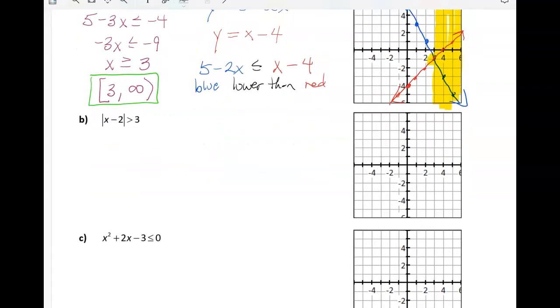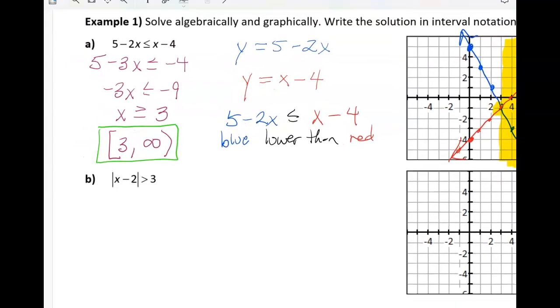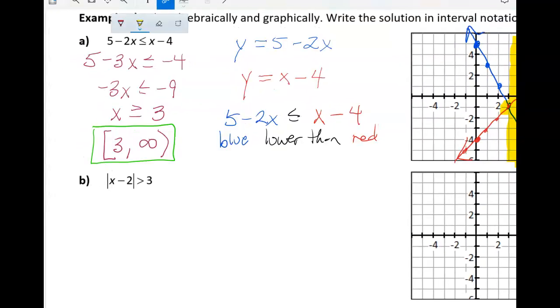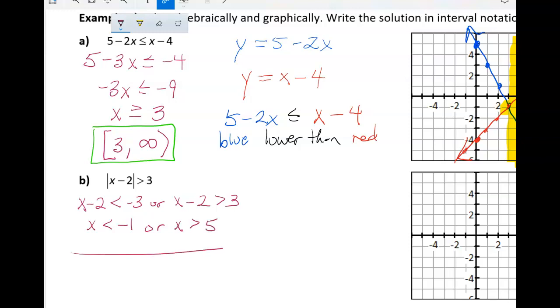So let's remember something about absolute value inequalities. I know you have lots of good memories of those from Algebra 2. Let's take a look at an algebraic solution for the absolute value of x minus 2 is greater than 3. What you have to remember about this one is a step where you take x minus 2 and you say it's either less than negative 3 or x minus 2 is greater than positive 3. And then solve, and that's going to give us x is less than negative 1 or x is greater than 5.